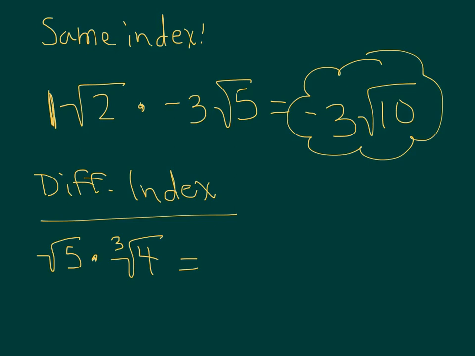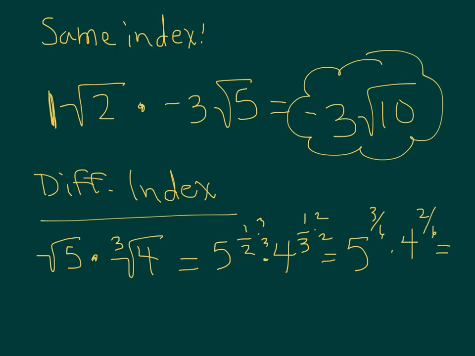I'm going to make this 5 to the 1/2 times 4 to the 1/3. In other words, I just converted it from a radical to a rational. Now from here I'm going to get a common denominator. The common denominator between 2 and 3 is 6, so I'm going to multiply by 2 and I'm going to multiply by 3. And I'm going to get 5 to the 3/6 times 4 to the 2/6. Okay. Now, be careful, I still can't take 5 times 4 and make that 20 because of those radicals.